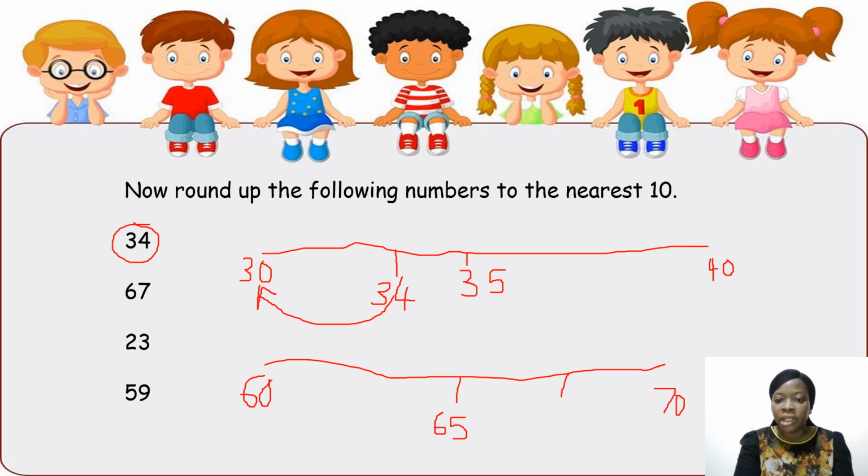So I'm going to put 67 here. So do we round down or do we round up? We round up. Well done. Good job. So 67 to the nearest 10 is what? 70. Now pause the video and have a go at these other two questions. I bet you will get them correctly.